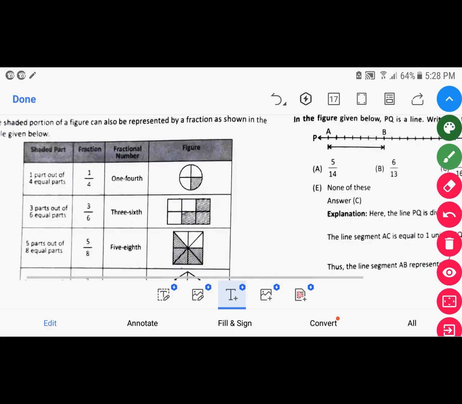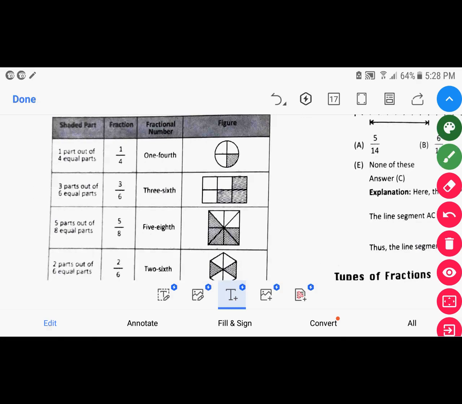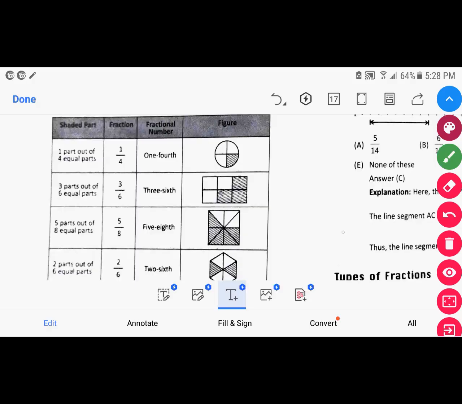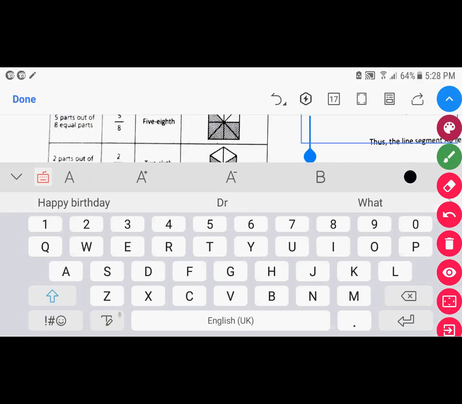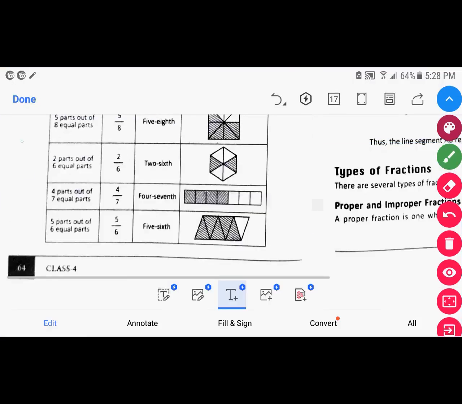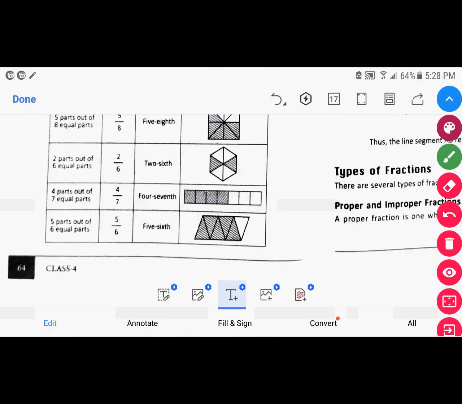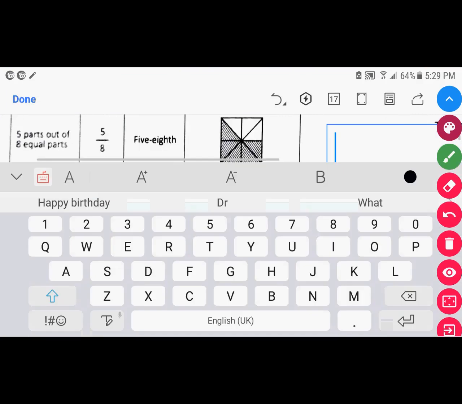Now see, there are some examples shown in the figure where a circle is divided into 4 parts and one part of it is shaded. So it is represented as 1/4.